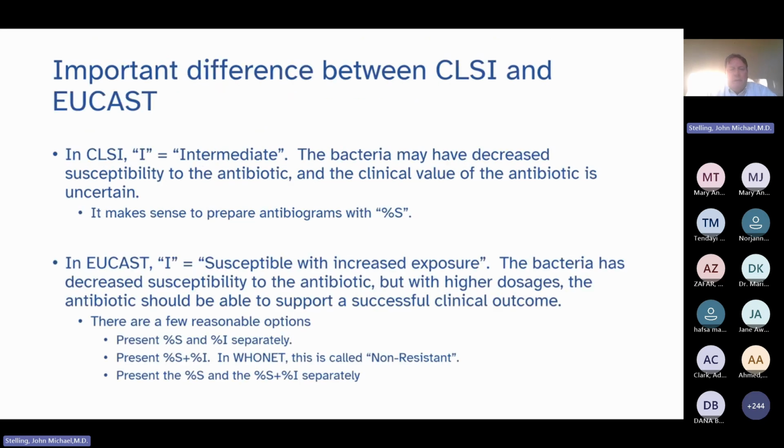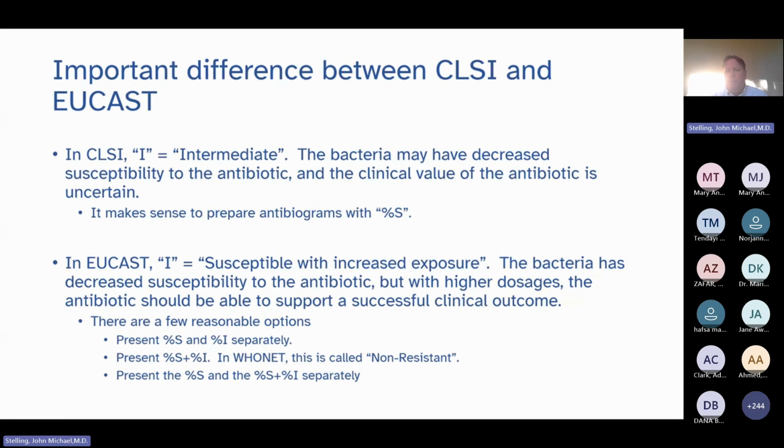Now, this difference between CLSI and EUCAST. For CLSI and in the past EUCAST, I meant intermediate. In fact, when I started with this many, many years ago, there was another category called MS, moderately susceptible. And I, at that time, meant indeterminate. And then they combined I with MS to create the intermediate. The intermediate either meant the bacteria was somewhat resistant or it was just unclear.